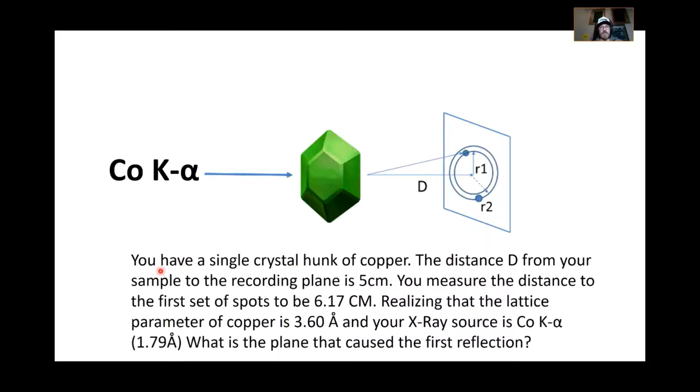The distance d from your sample to the recording plane is 5 centimeters. You measure the first set of spots to be 6.17 centimeters, realizing, or maybe you have a table of lattice parameters, that the lattice parameter of copper is 3.6 angstroms. Your X-ray source is cobalt K alpha, no copper K alpha today, and you can look this up as well. We've also provided tables on Blackboard. The wavelength of cobalt K alpha is 1.79 angstroms.